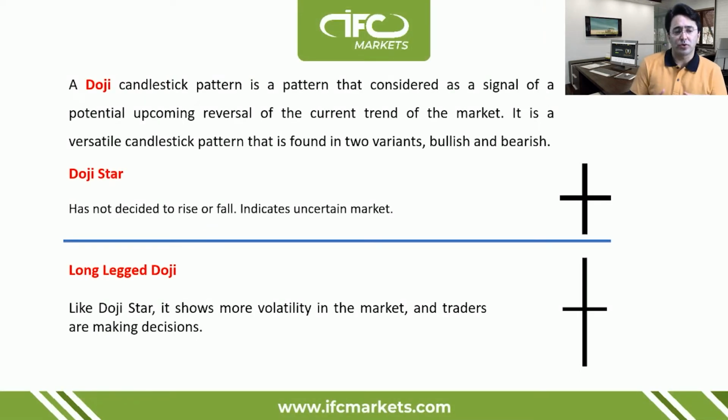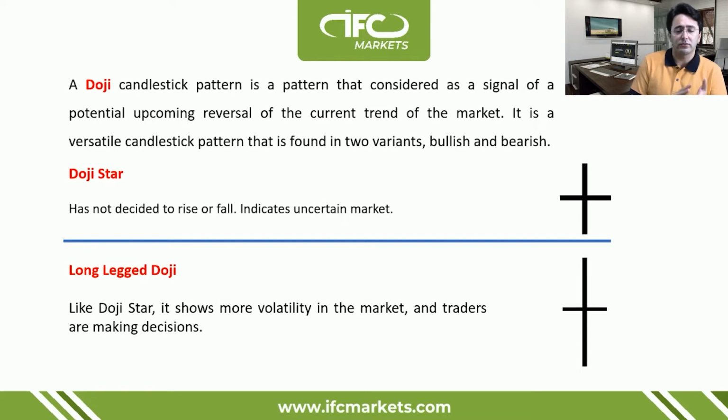Another one is the doji. A doji candlestick pattern is considered a signal of a potential upcoming reversal of the current trend in the market. It's the kind of pattern that can be found in both bullish and bearish variants. We have mostly 4 different doji candles. First of all is the doji star. The doji star has not decided to rise or fall.